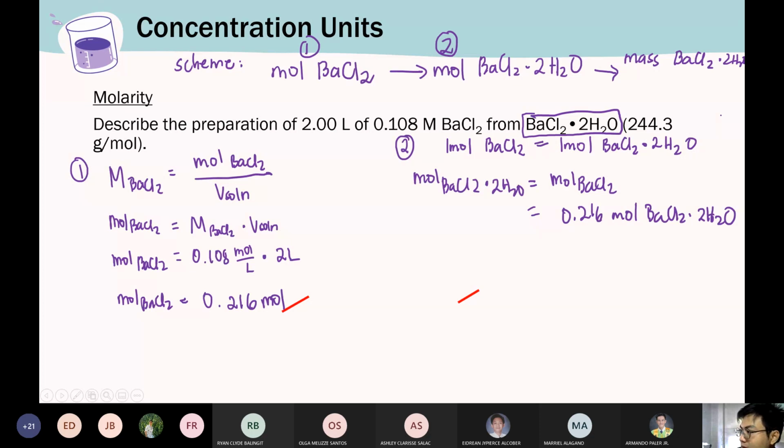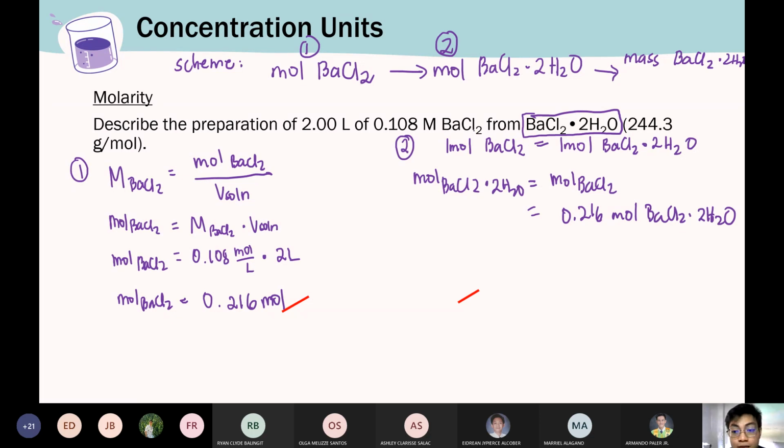Ito. So, pag 3 BaCl2·2H2O po, 3 moles po siya. Yes. Ganun. May times na may coefficient yung BaCl2. In our case, wala. Okay? So, you will see more pag nag-worksheets na tayo.